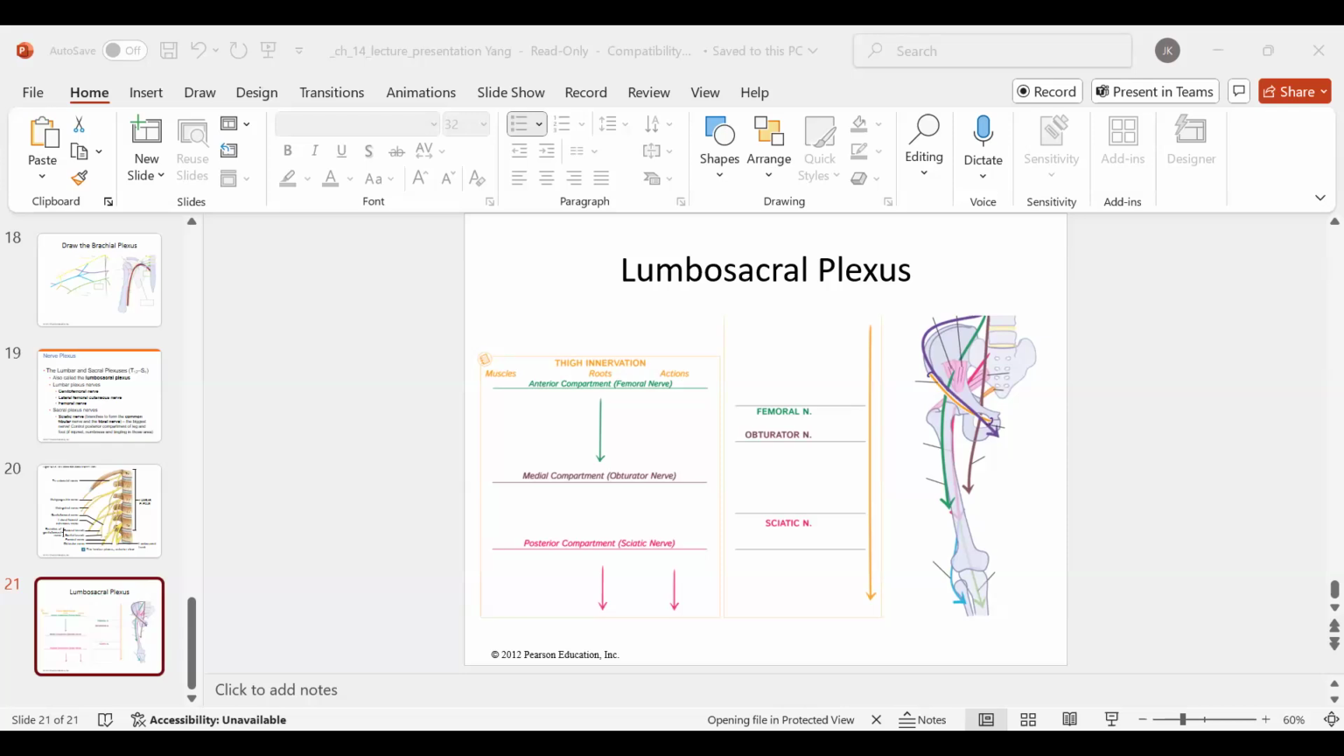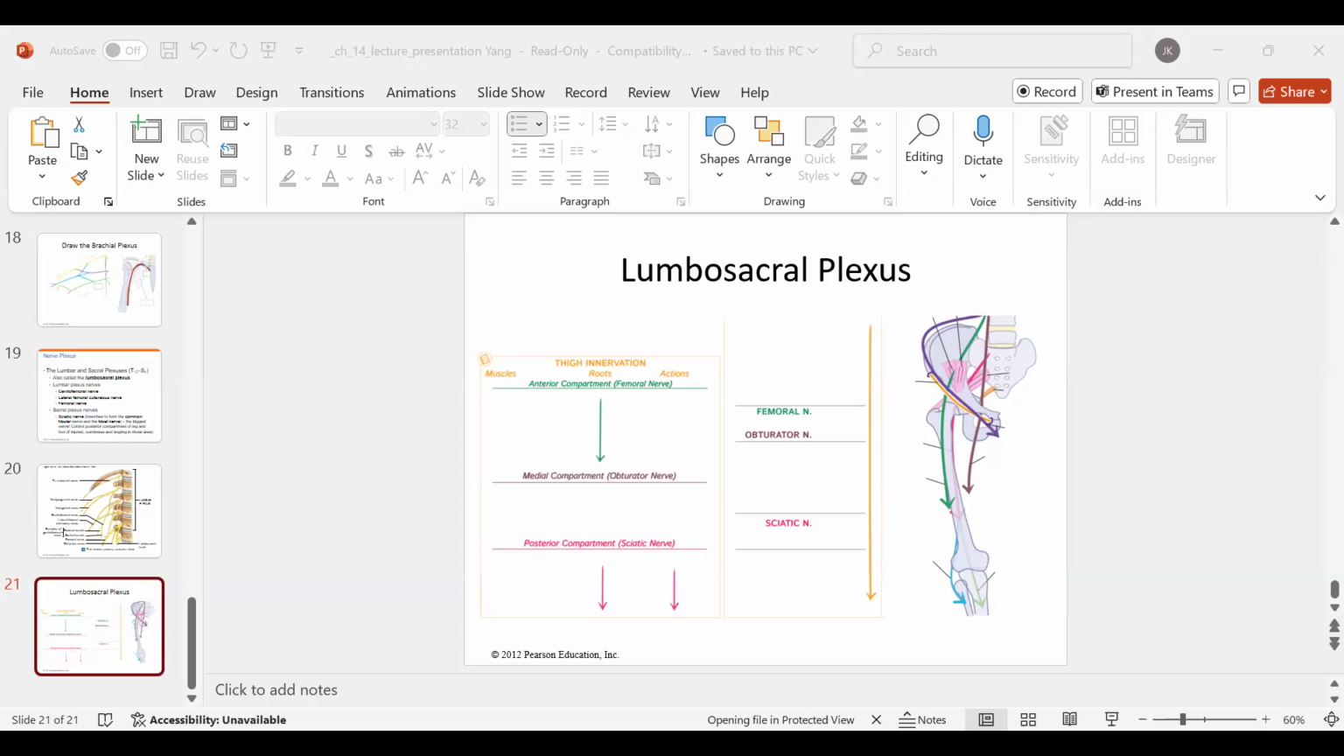Next, let's address hip and pelvis innervation from the lumbosacral plexus. First, indicate that spinal nerves L1 to S4 form the lumbosacral plexus. Show that the sciatic nerve is derived from L4 to S3. Then that the femoral and obturator nerves are derived from L2 to L4.